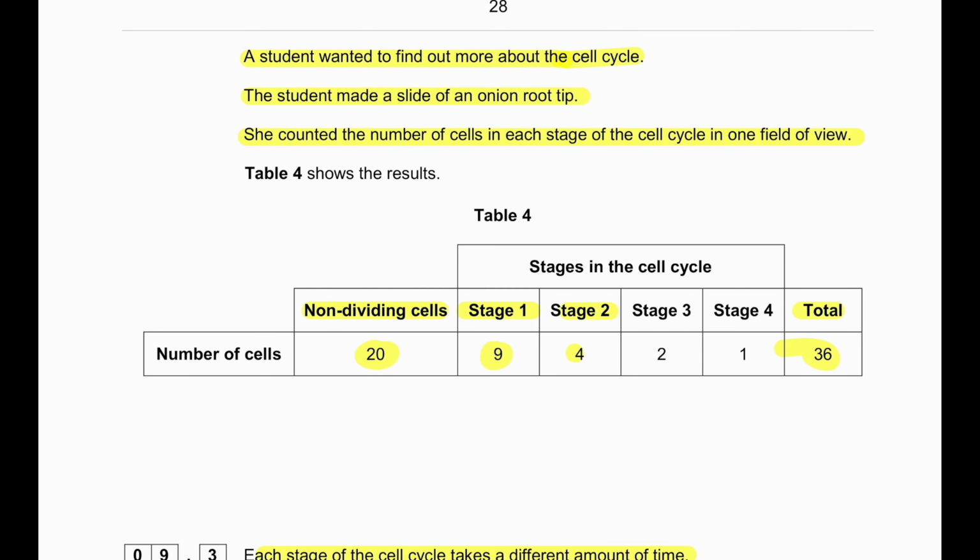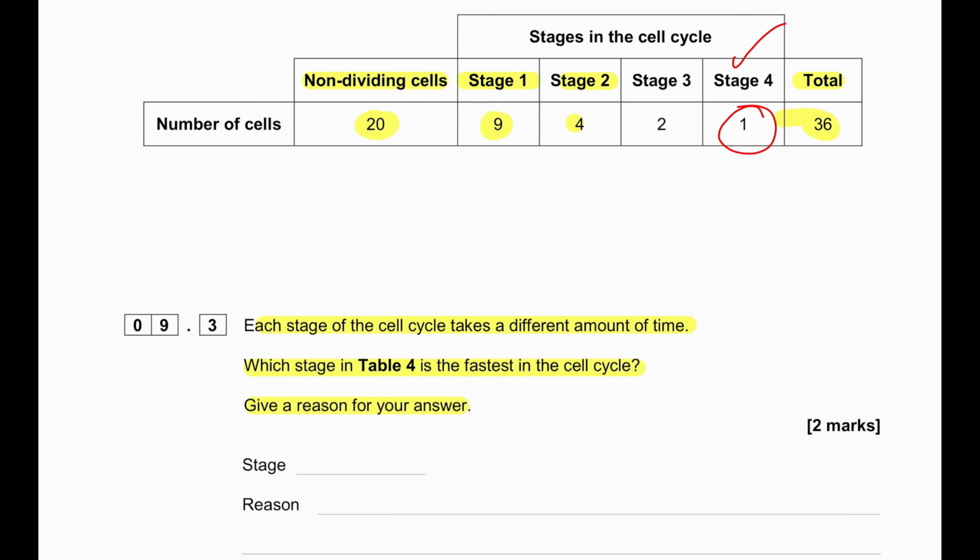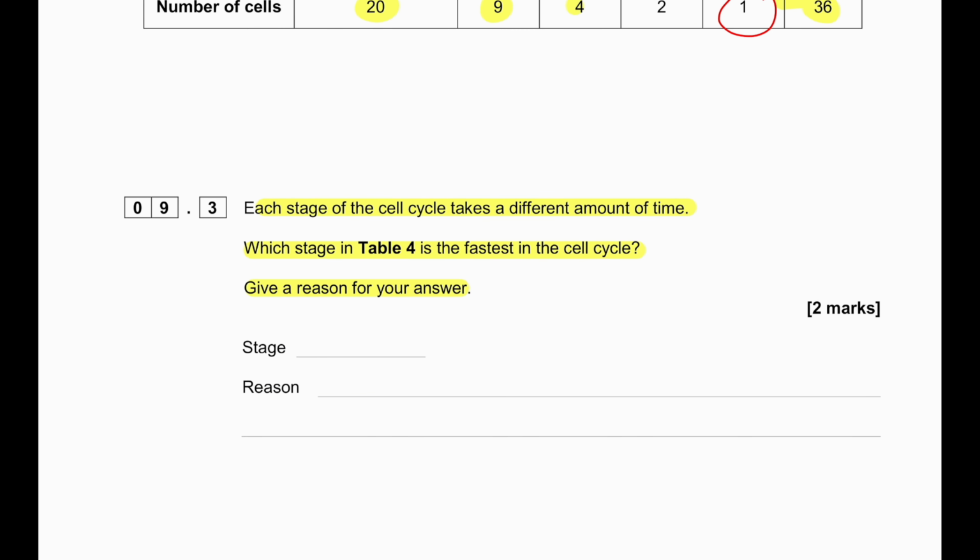So stage 4 is the fastest. How could we conclude? Because only one cell was seen in stage 4. So it must be a very fast stage of the cell cycle. That's why only a very small number of cells were caught in that particular stage. So stage 4, and the reason is only one cell seen in this stage.